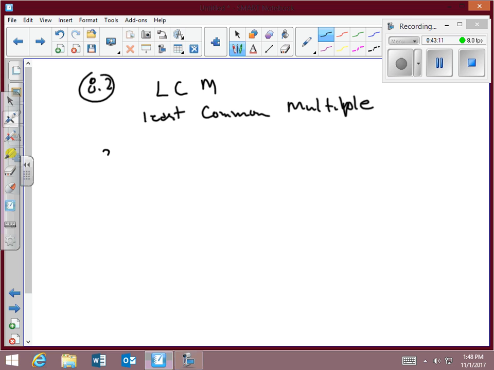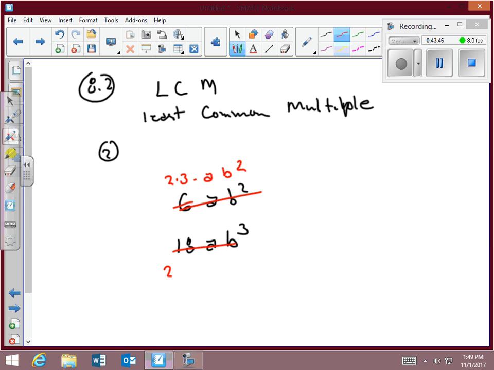I'll just look at that number 2. It writes 6AB squared, and then it has 18AB cubed. Now what you want is you want to have a number that both of these will divide into, and the way you do it is you prime factor everything. This is 6 is 2 times 3 times A times B squared. So that's a prime factor. The 18 is 2 times 3 squared, AB cubed.